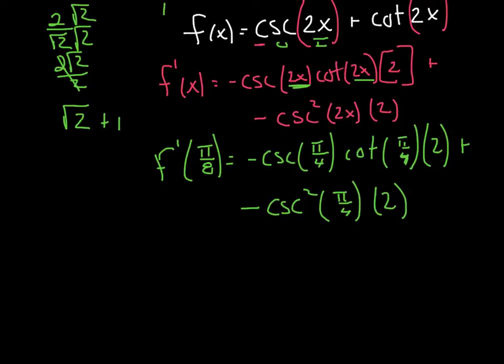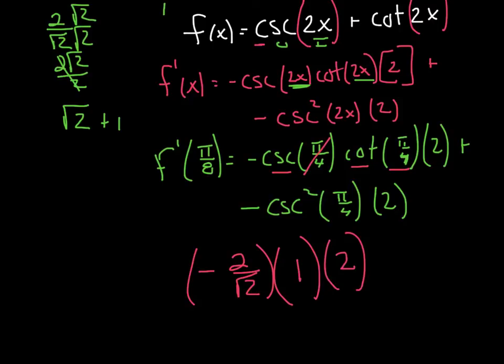When I see pi over 4, I'm thinking 45. The sine of 45 is radical 2 over 2, so I'm going to say negative 2 over radical 2 times cotangent of 45 is 1. If I flip that, I still get 1. Times 2 plus the cosecant of 45. So the sine of 45 was radical 2 over 2. Flip it, that's 2 over radical 2. But notice it's cosecant squared. And there's a negative there, so I'm going to change this plus to a negative. And all of that times 2.